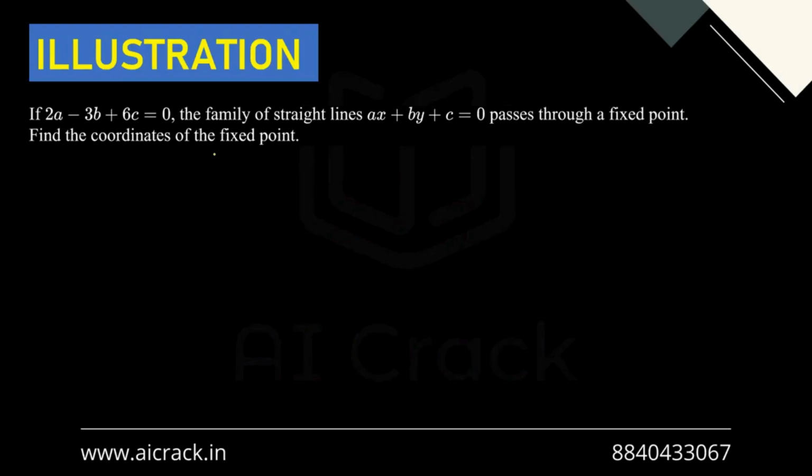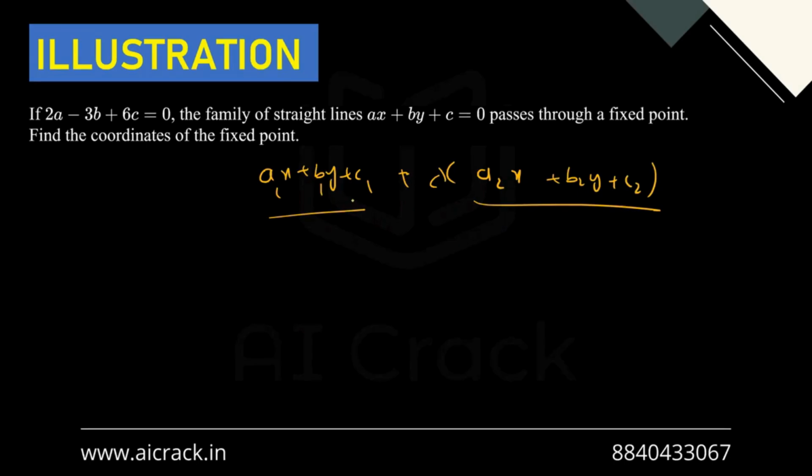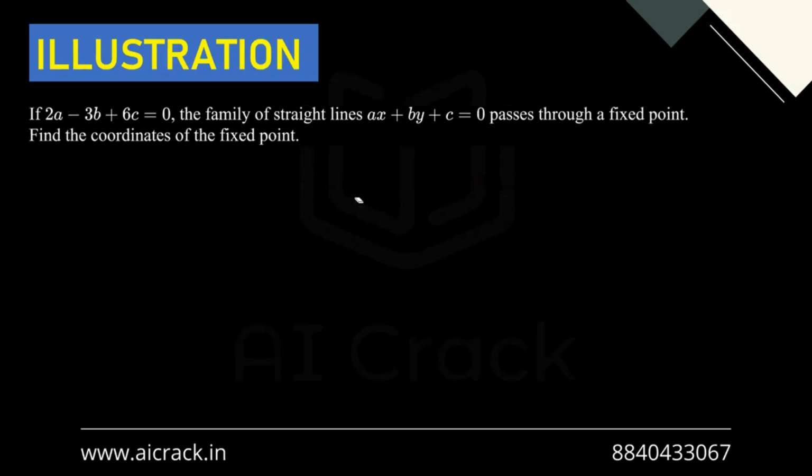So when I'm trying to find the coordinates of a fixed point, I see the equation in terms of family of lines in the format a1x plus b1y plus c1 plus lambda times a2x plus b2y plus c2, and then I solve these two equations to find out the point of intersection of the family of lines, right? But we are not given the equation in such a format over here. This equation is given in a plain format, so we have to convert this simpler format into that kind of format. Okay, so how do we do that?